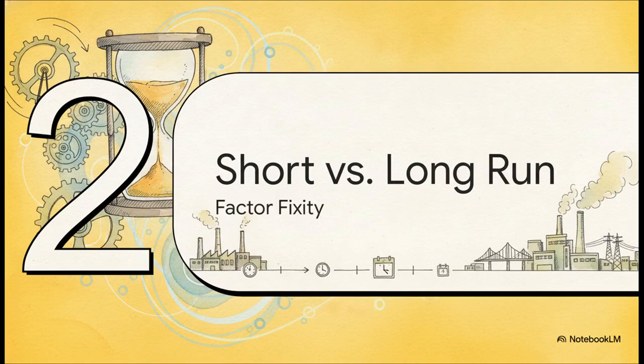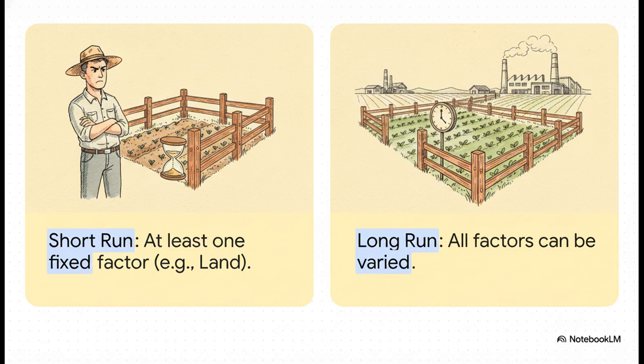Section 2, Short Run versus Long Run. Okay. Here is a crucial point about how economists define time. It's actually not about days or months at all. In the short run, you are stuck with at least one fixed factor. For example, a farmer might be able to hire more workers, which is a variable factor, but they can't just magically buy more land overnight. The land is fixed. In the long run, however, you have the flexibility to change absolutely everything. All factors become variable. So remember this distinction. Fixed factors mean short run, all variable means long run.